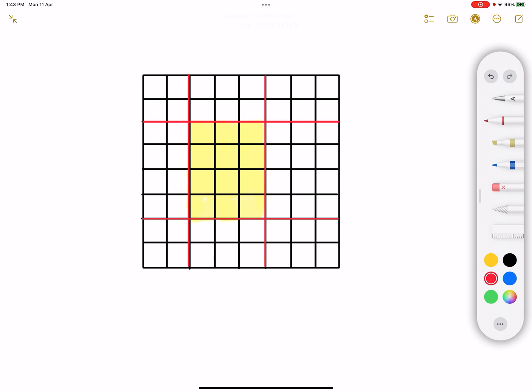How many possibilities do we have, for example, here? We can count them: 1, 2, 3, 4, 5, 6, 7, 8, 9. And the same thing here: 1, 2, 3, 4, 5, 6, 7, 8, 9. So we have 9 possible horizontal lines and 9 possible vertical lines. In order to form a rectangle, we need to pick 2 horizontal lines and 2 vertical lines.